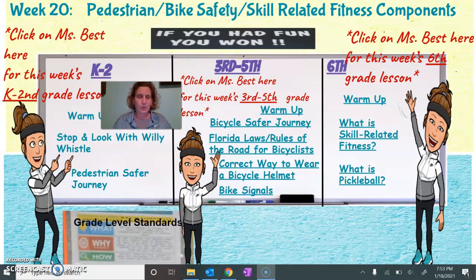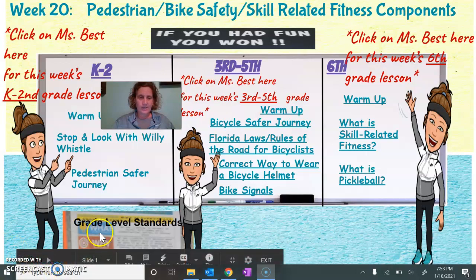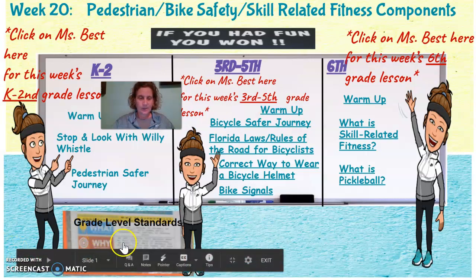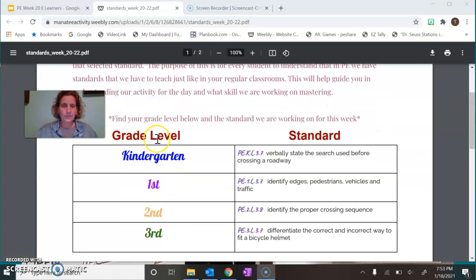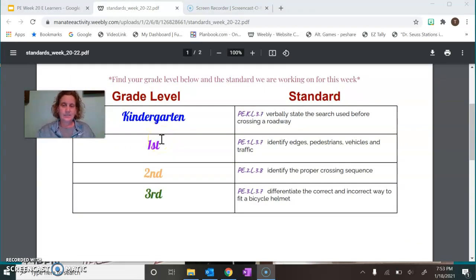This week we start our pedestrian safety unit, and it's going to run for 3 weeks. Before we start anything, let's take a look at the standards. For kindergarten, you are verbally stating the search used before crossing a roadway. First grade, identify edges, pedestrians, vehicles, and traffic. Second grade, identify the proper crossing sequence. Those are the standards tied into our pedestrian safety unit.